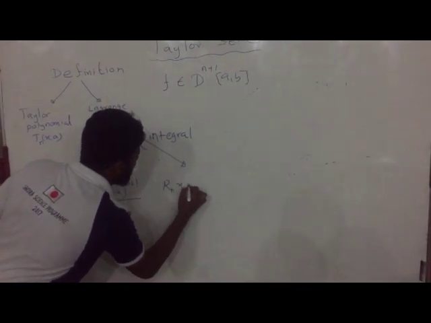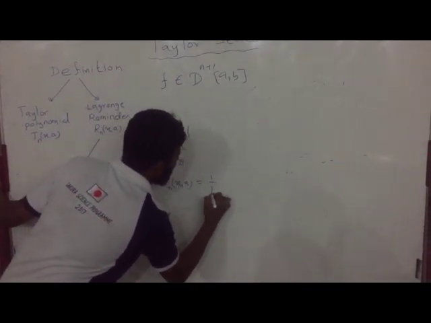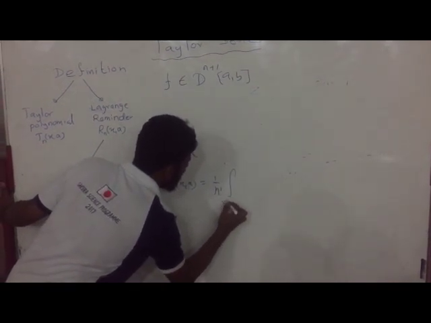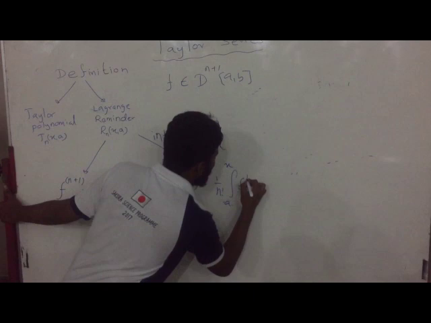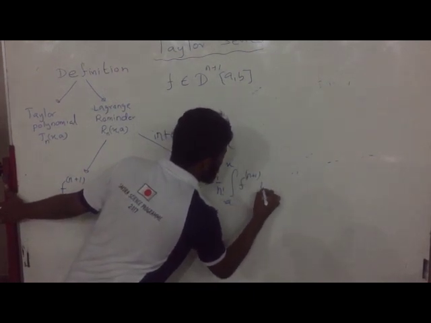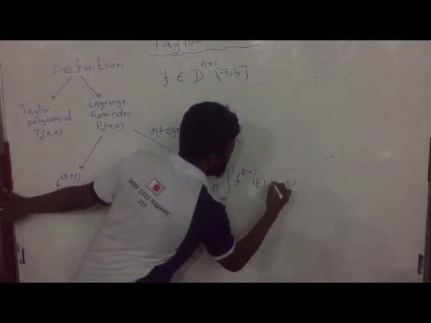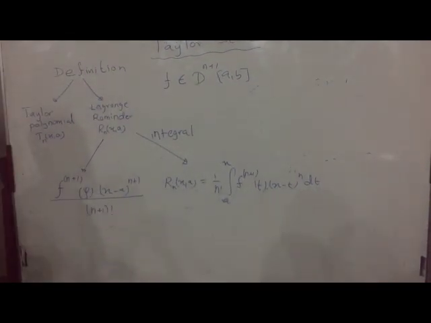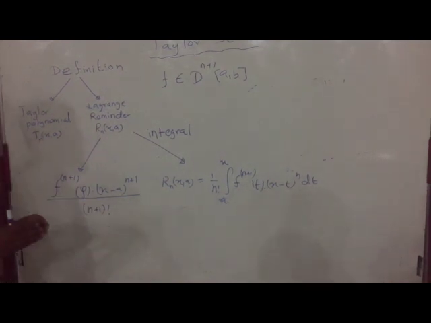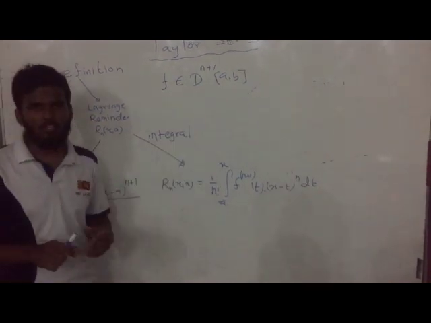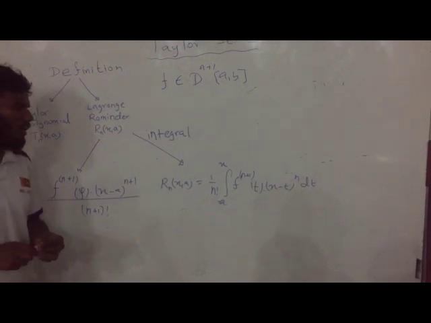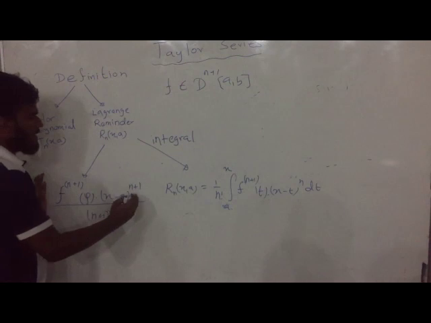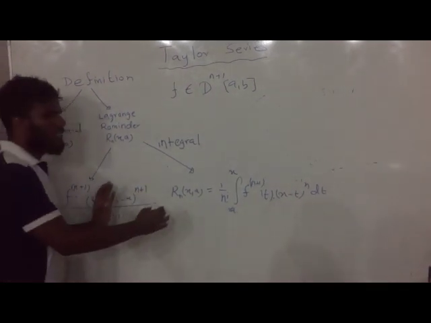R_n(x, a) equals 1 over n factorial, integral from a to x of f^(n+1)(t) times (x minus t)^n dt. This is the remainder. So if we need to find something, as I said, like square root of e, we will be approximating up to a certain extent, and that extent will be given by this remainder.